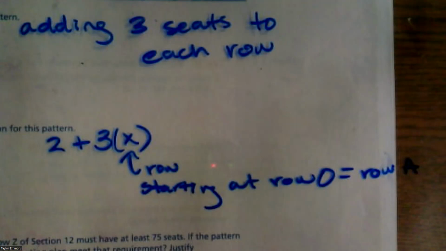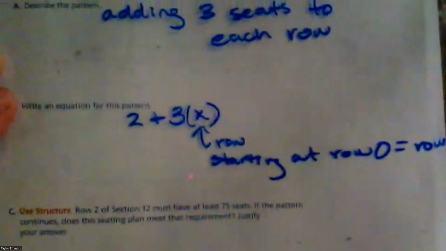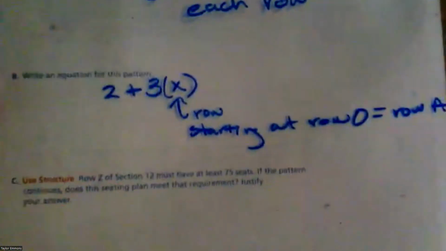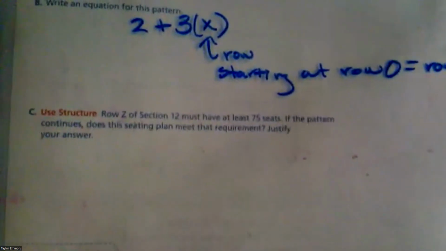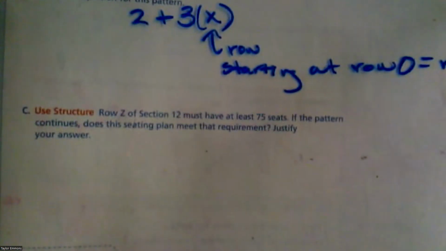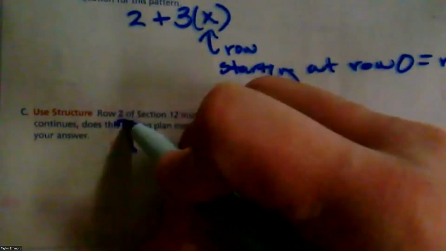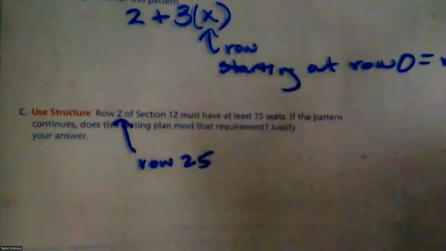So row Z of section 12 must have at least 75 seats. If the pattern continues, does this seating plan meet the requirements? Okay, so reading that next one, does this plan meet that requirement? So how many letters are in the alphabet? 26. Okay, so row Z is going to be row 25, right? So row Z is going to be row 25.